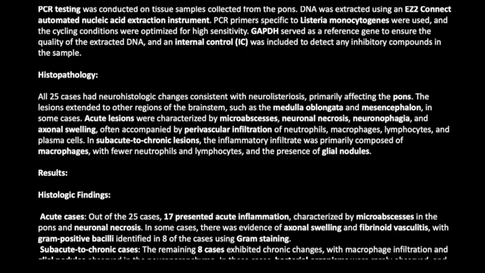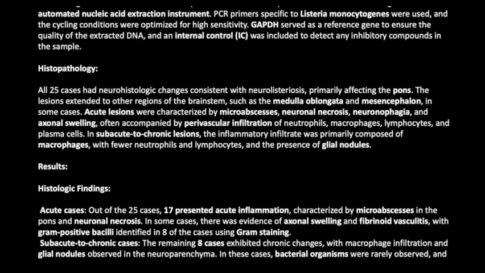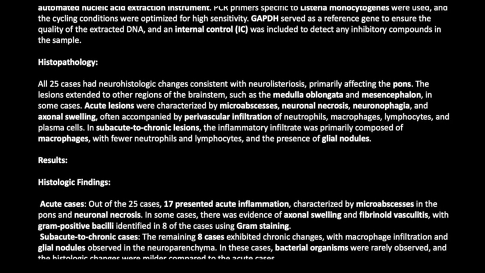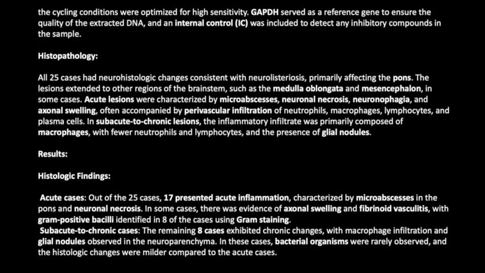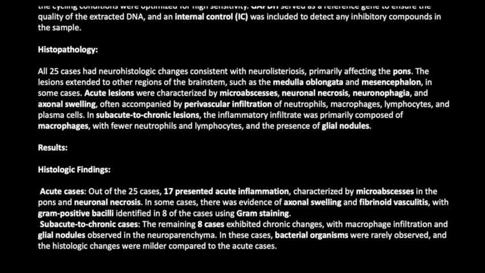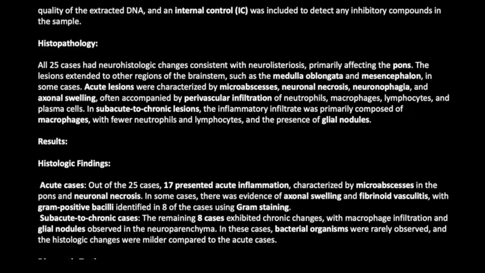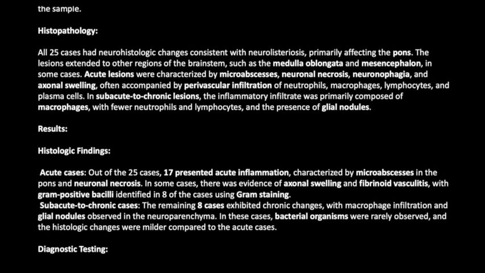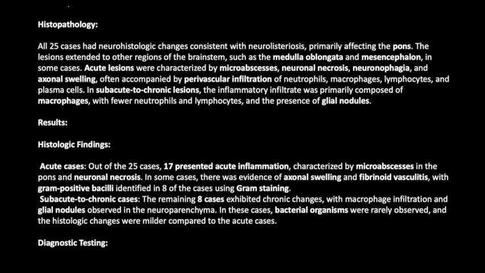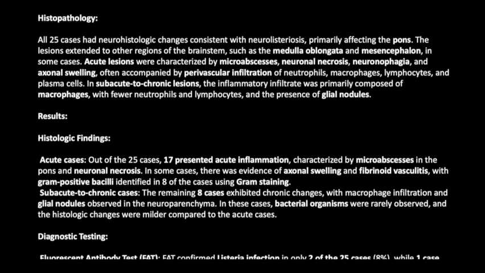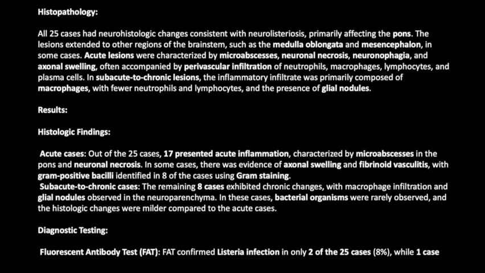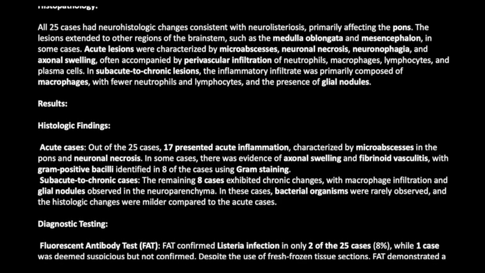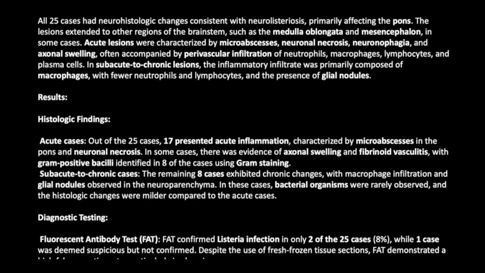In subacute to chronic lesions, the inflammatory infiltrate was primarily composed of macrophages, with fewer neutrophils and lymphocytes, and the presence of glial nodules. Results. Histologic findings. Acute cases. Out of the 25 cases, 17 presented acute inflammation, characterized by microabscesses in the pons and neuronal necrosis. In some cases, there was evidence of axonal swelling and fibrinoid vasculitis, with gram-positive bacilli identified in 8 of the cases using gram staining.